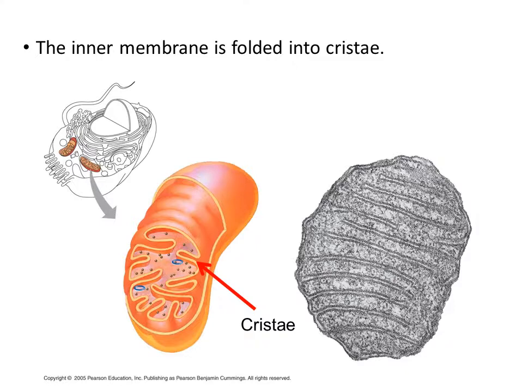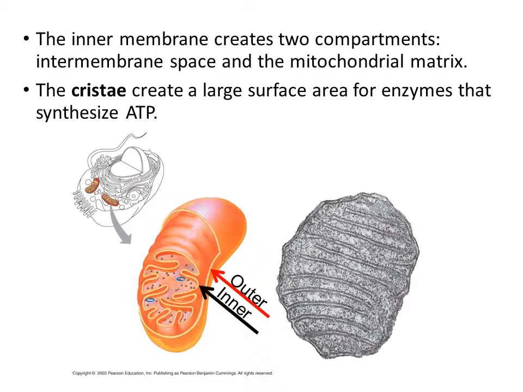The inner membrane will form these inner folds. The inner fold will be called a cristae. Do not get this confused with cisternae. So the cristae is going to increase surface area. The inner membrane is going to create two compartments: the inner membrane space, that is between the inner membrane and the outer membrane, and the mitochondrial matrix, which is interior to the inner membrane.